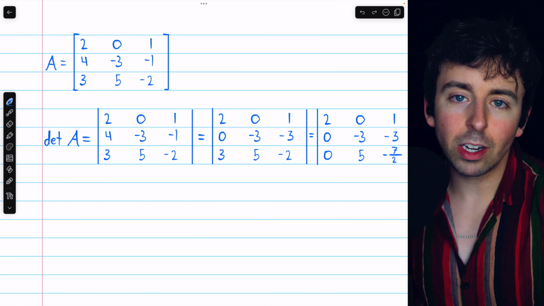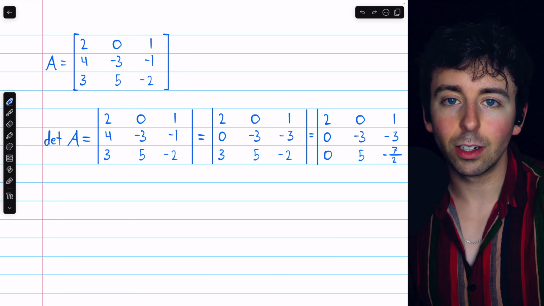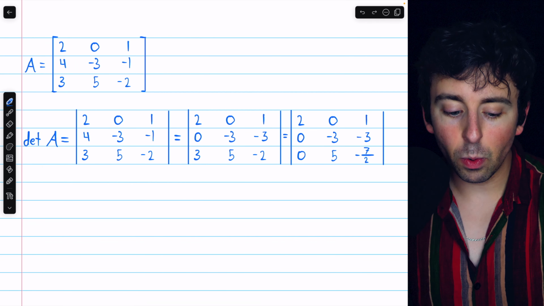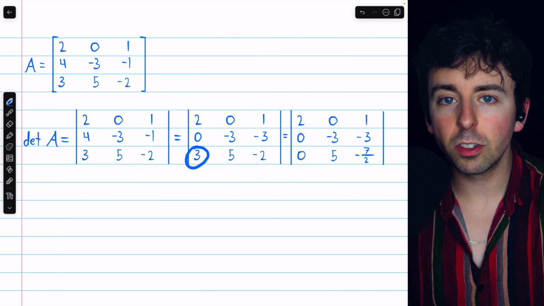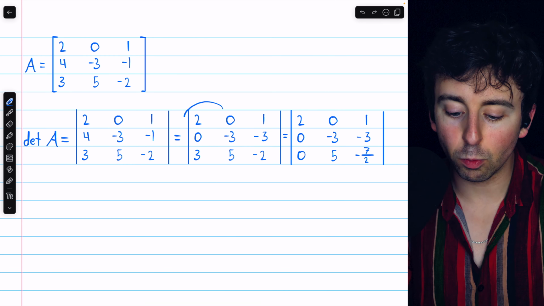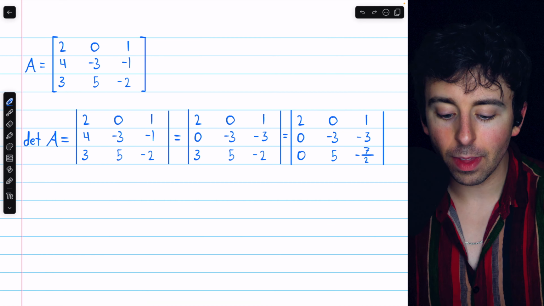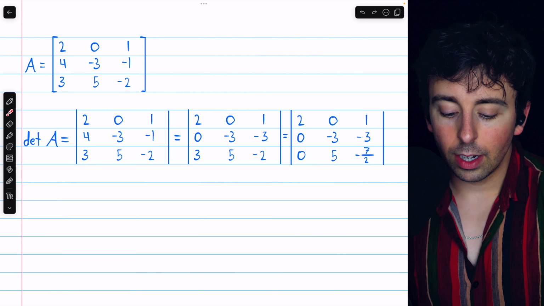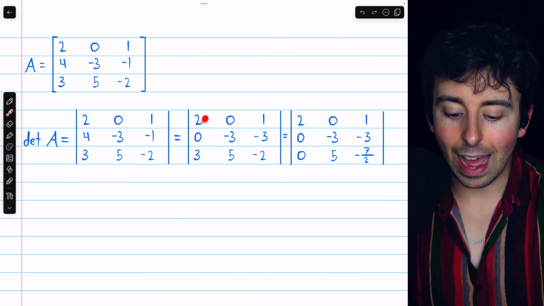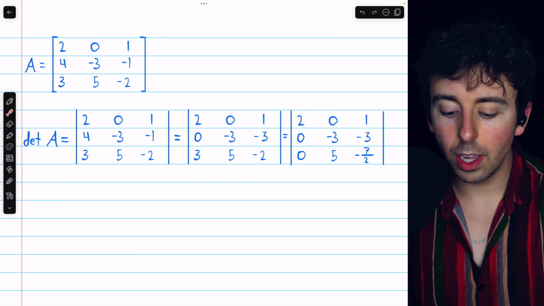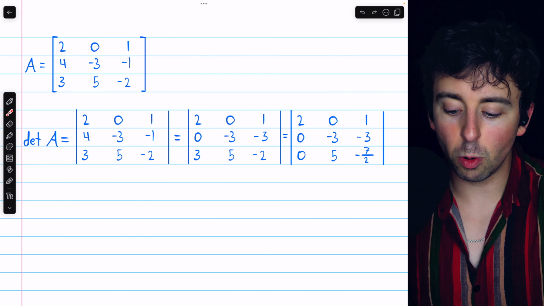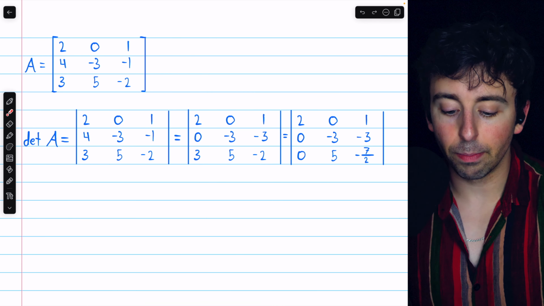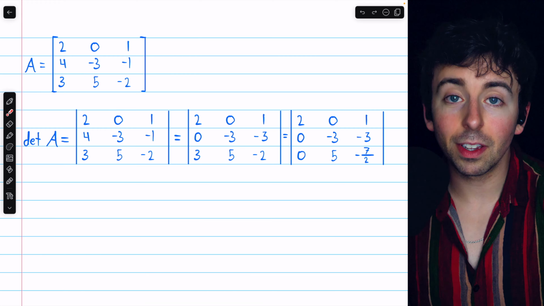Again, we're performing row operations on this matrix and just trying to get it into the nicer triangular form, whose determinant is easy to calculate. Next, I want to turn this 3 into a 0, so I'll subtract 3 halves row 1 from row 3. Again, this does not change the determinant, so we still just have that equality. Now, 3 minus 3 halves times 2 is 0. 5 minus 3 halves times 0 is 5. And negative 2, which is negative 4 halves, minus 3 halves times 1 is negative 7 halves.